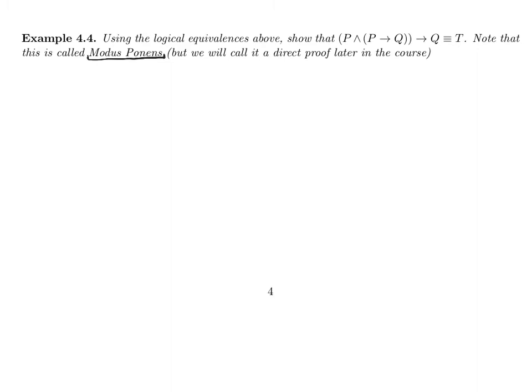So let's go ahead and show this. And again, we're not going to do a truth table. We're just going to use those logical equivalences that we had above. Maybe I'll write solution instead. Let's write this down so we have a little room. So we have P and P implies Q, that implies Q, is a tautology. It's always true. But I'm going to start with the left-hand side, and in the end, my last line should be that it is equivalent to a tautology. So I'm going to use some logical equivalences here to do this.